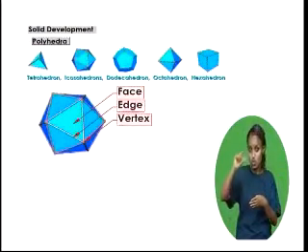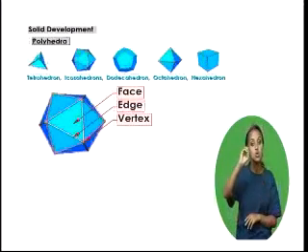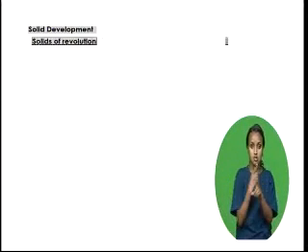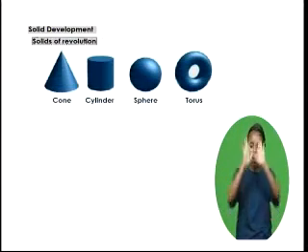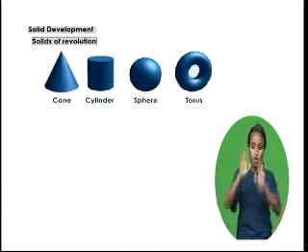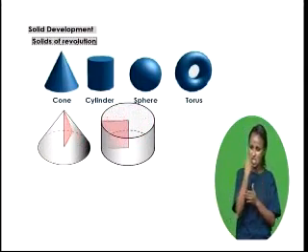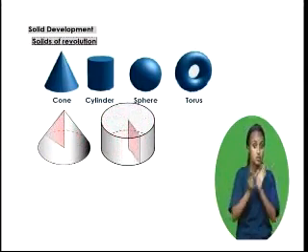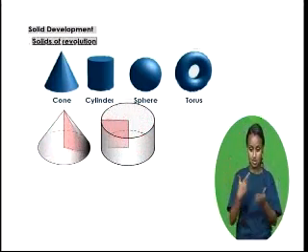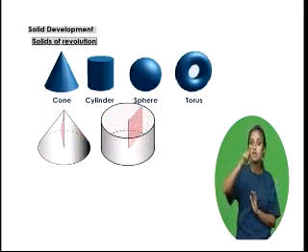The second group of solids are called solids of revolution. These solids are formed by revolving a plane figure about an axis in the plane of the figure. These include solids bound by a single curved line, such as cylinder and cone, and solids bound by a double curved line, like a sphere and torus.